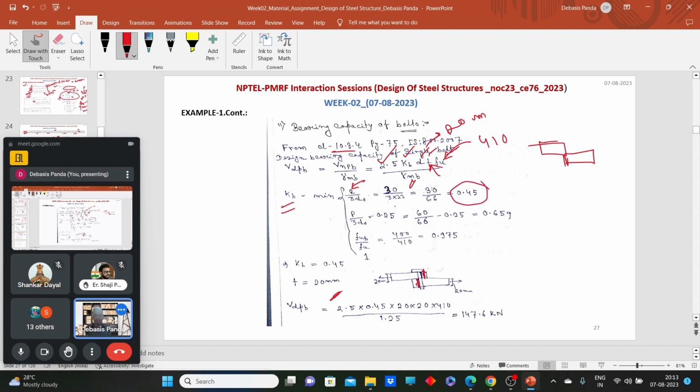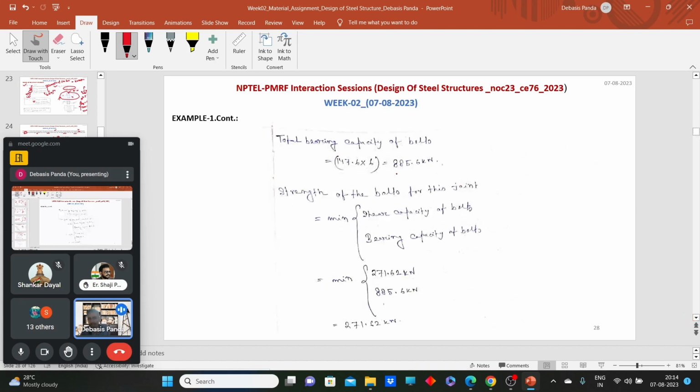Minimum of these 4 things. What is the minimum value of these 4 things? Beyond these 4 things, 0.45. So the value of kb is 0.45. Now put all these values in these equations. So we can calculate the bearing capacity of single bolt. Now what will be the bearing capacity of 6 bolts? Just multiply it with that. Now we can calculate the strength of bolts for this joint.